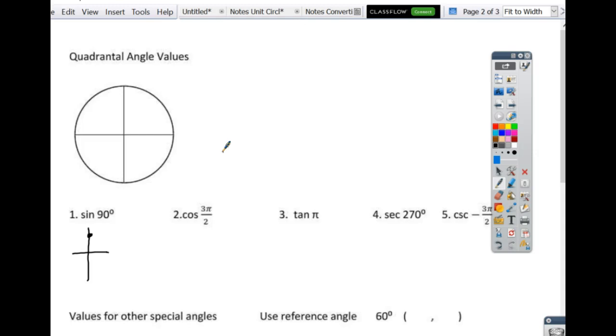Okay, so this is 90. That's to start with. It's a quadrangle, and so I know that here I have 0 and 1. So the sine of 90 is the y value, so this equals 1. So the cosine of 3 pi over 2. If I do this, 3 pi over 2, I know my values down here are 0 and negative 1. The cosine is 0.